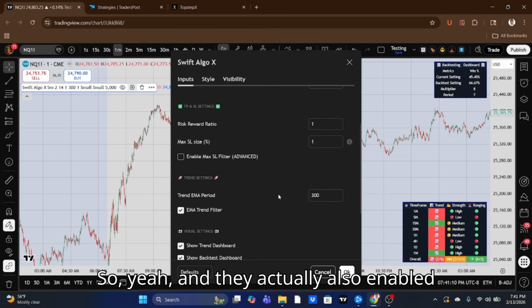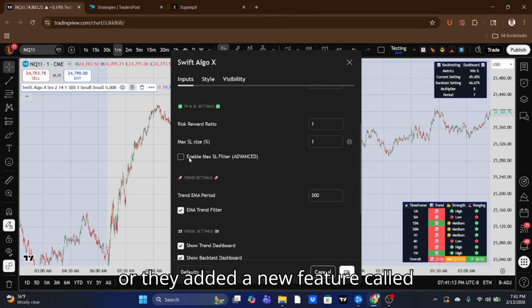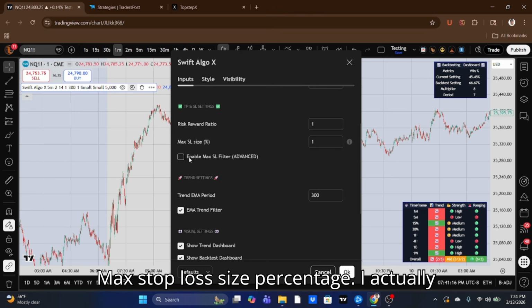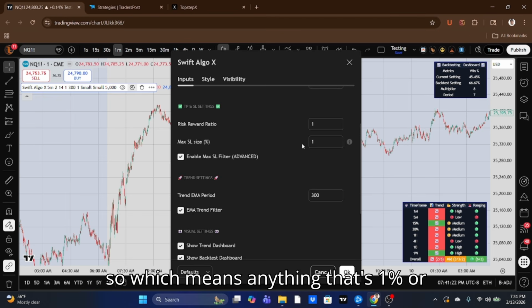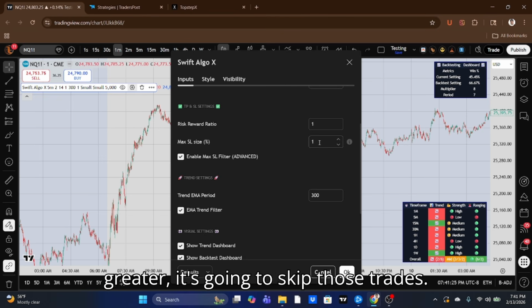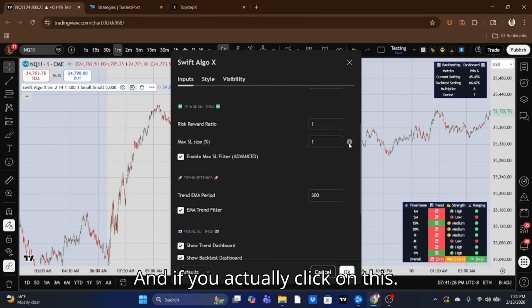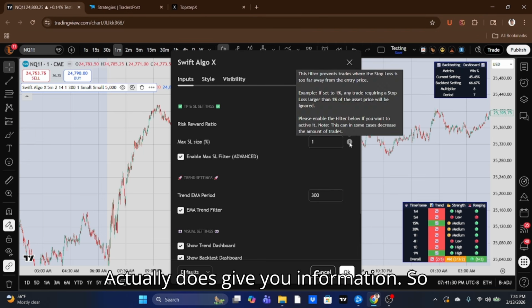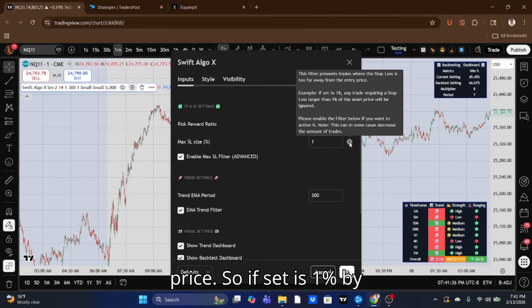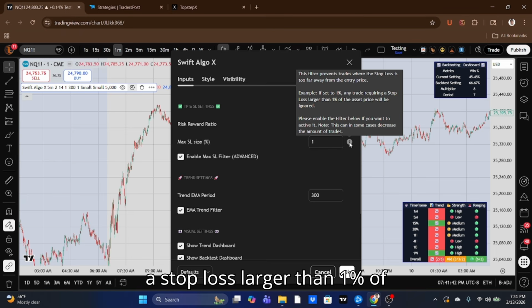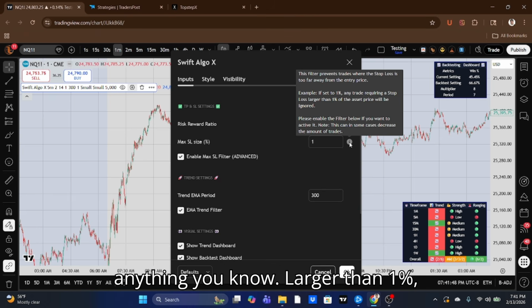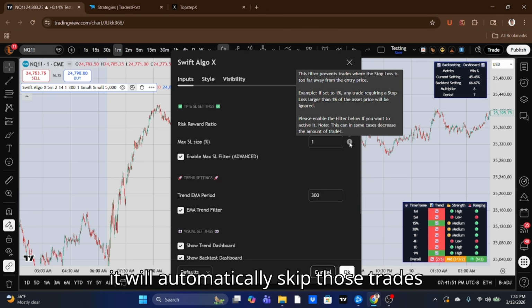So yeah, they also added a new feature called max stop loss size percentage. I would like to keep this enabled, which means anything that's 1% or greater, it's going to skip those trades. If you click on this, it gives you information: this filter prevents trades where stop loss is too far from the entry price. If set to 1% by default, for example, any trade requiring a stop loss larger than 1% of the asset will be ignored. Basically anything larger than 1%, it will automatically skip those trades.